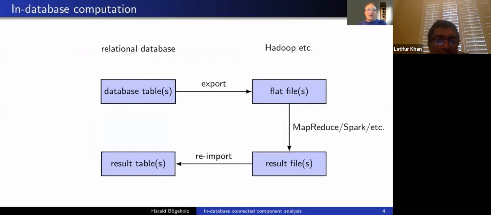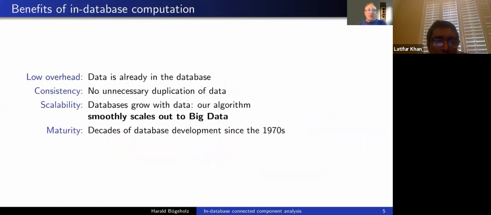Now we propose to run the computation directly in the database, thereby reducing the overhead of exporting and re-importing. We avoid consistency issues because we don't have to duplicate data. But most importantly, we can scale our algorithm out to big data, because the database will grow with the amount of data that needs to be processed. So if you have a large data set, then you will also have a large database cluster.